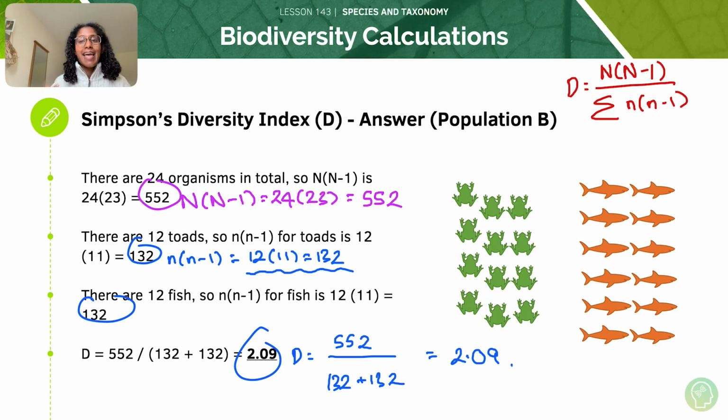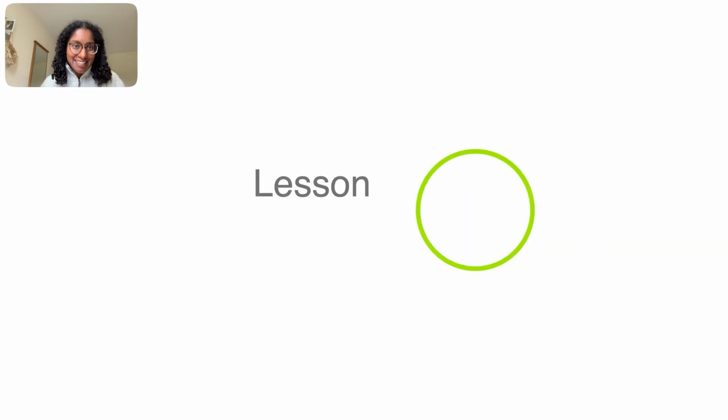Remember, it's just a comparison number, so it only really means anything when you compare two of those numbers together. So for example, the diversity index of population A compared to the diversity index of population B. And comparatively, you can see that the number for population B is lower, and therefore the species diversity of population B is lower.